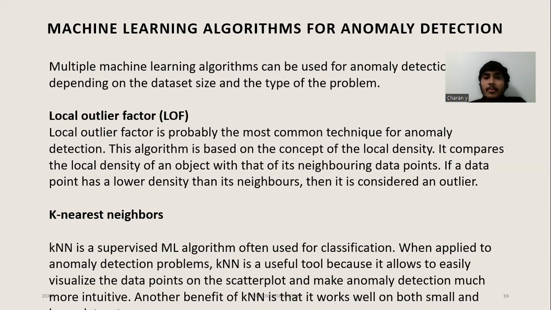K nearest neighbors. KNN is a supervised machine learning algorithm often used for classification. When applied to anomaly detection problems, KNN is a useful tool because it allows you to easily visualize the data points on scatter plots and make anomaly detection much more intuitive. Another benefit of KNN is that it works well on both small and large data sets.